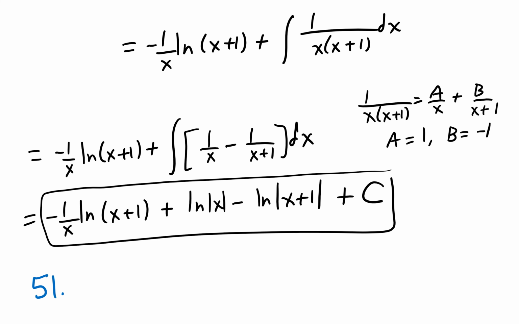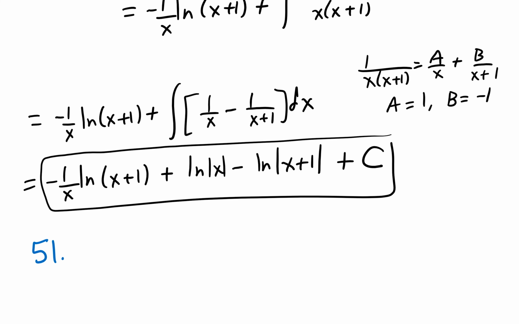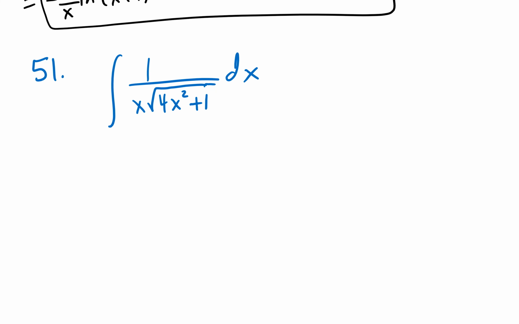Another one is number 51. So 51 is the integral. That's the one I wanted to do, not the other one. X square root of 4x squared plus 1 dx. So for this one, that looks like trig substitution, because by parts doesn't work, u sub doesn't work, partial fraction doesn't work. So here what we need to do is look at the stuff under the radical that can be rewritten as 2x squared and 1 squared.